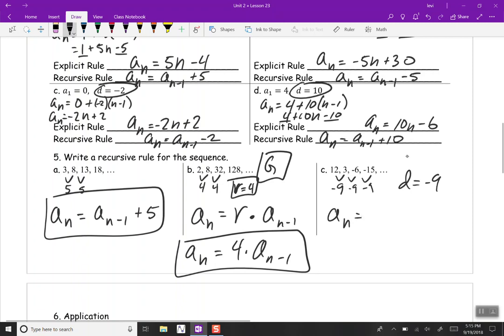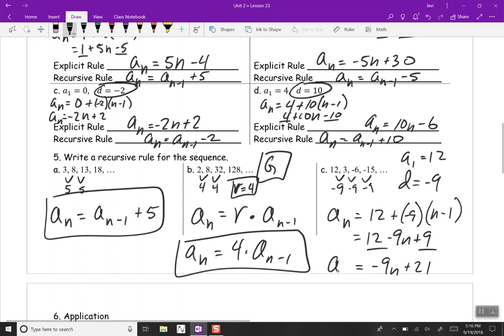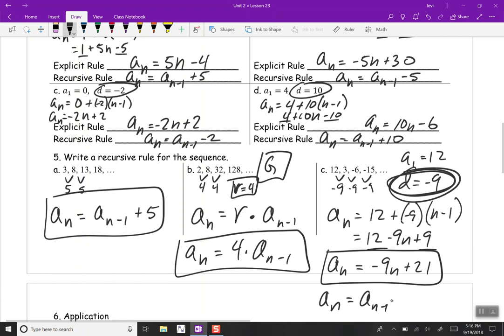So a sub n equals our first term is 12. So 12 plus negative 9 times n minus 1. So this is 12 minus 9n plus 9. So negative 9n, 12 and 9 makes 21, so plus 21. So there's our rule. Oh shoot, I didn't do the recursive rule. The recursive rule is just minus 9, so a sub n equals a sub n minus 1 minus 9. There's our recursive rule. We're just subtracting 9 from the next term.